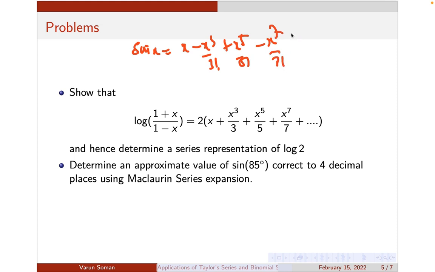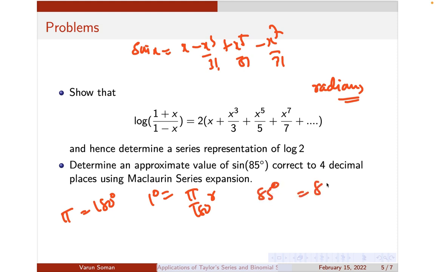Okay, so what you have to do is substitute the value of x as 85 degree. But remember, in calculus usually the angles are measured in radians, because the derivative is considered in that way, so the angles are always measured in radians in calculus. So you have to convert this 85 degree into radians before you use this formula. Okay, so how will you convert degree into radians? You know that pi is equal to 180 degree, so 1 degree is equal to pi by 180 radians. So 85 degree will simply be 85 into pi by 180 radians.